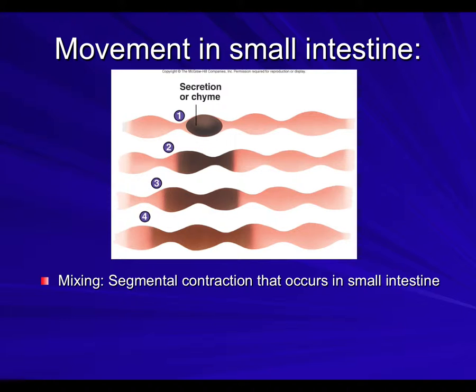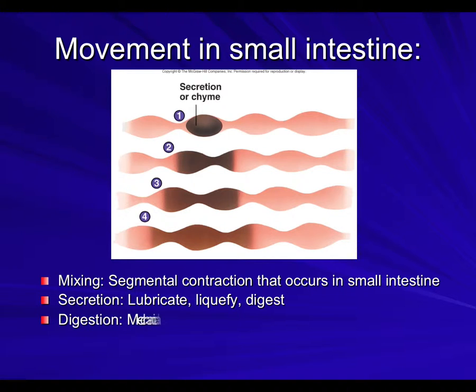And mixing is the segmental contraction that occurs in the small intestine. And secretion is to lubricate, liquefy, and digest. And digestion is the mechanical and chemical breakdown of that food. So we've got these three things happening here in the small intestine, which allows that food to get absorbed as nutrients for the body.